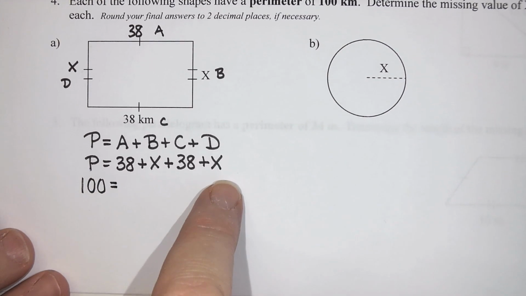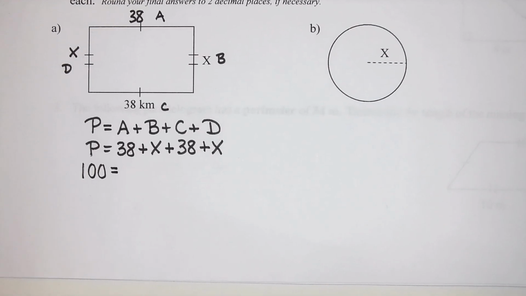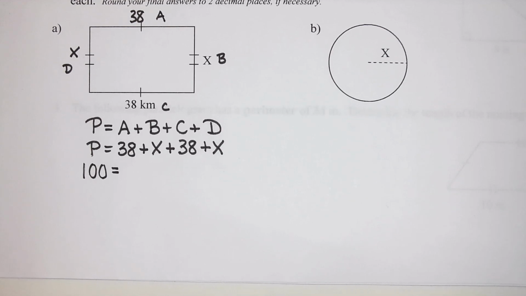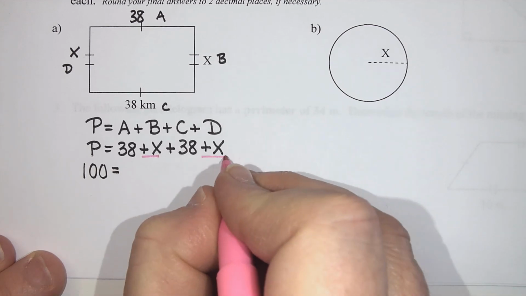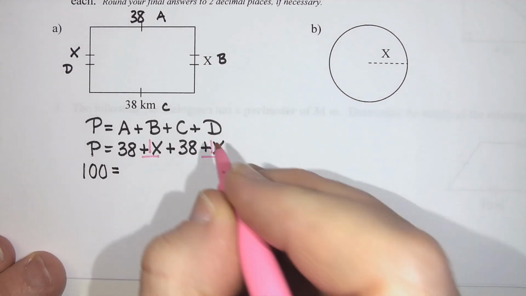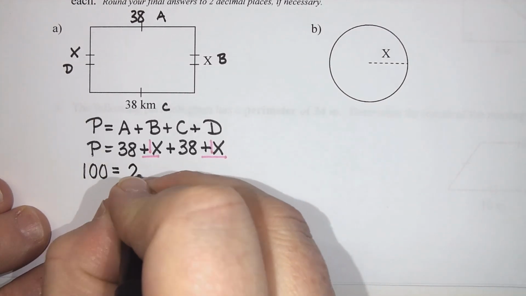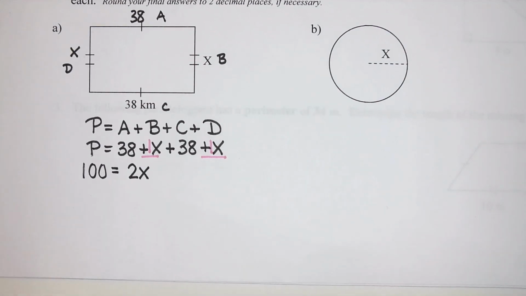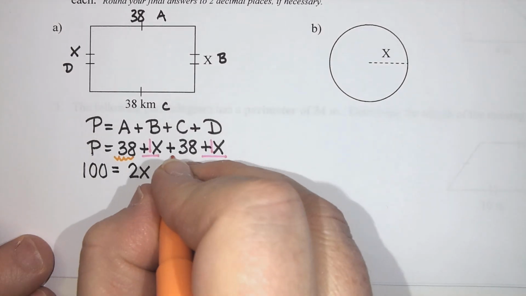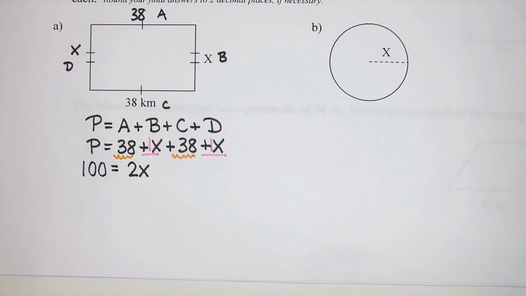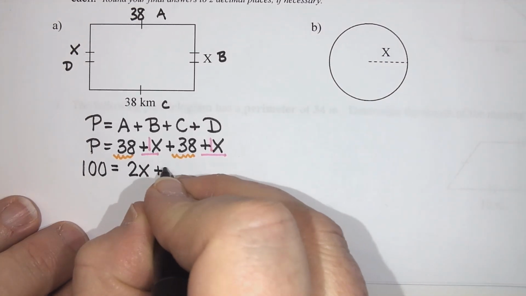If I look at this side, I do see that we have some like terms. So I would recommend collecting like terms. And I think I'm going to do the letters first. So I have an x and another x. This counts as a 1x and a 1x. So 1x plus 1x makes 2x. And then we have 38 and 38. Neither of those have a variable. So 38 plus 38, I think, is 76. Yep, just checked on my calculator. It is 76.